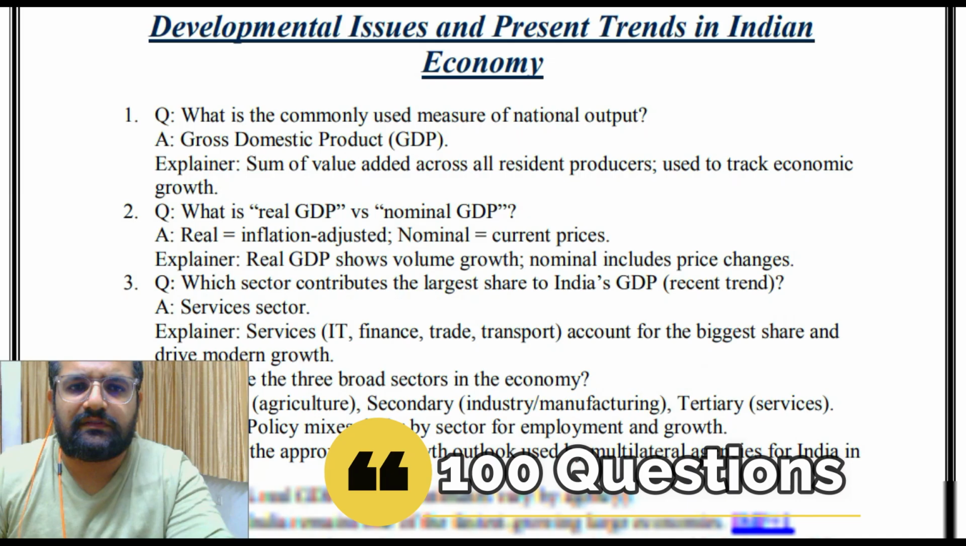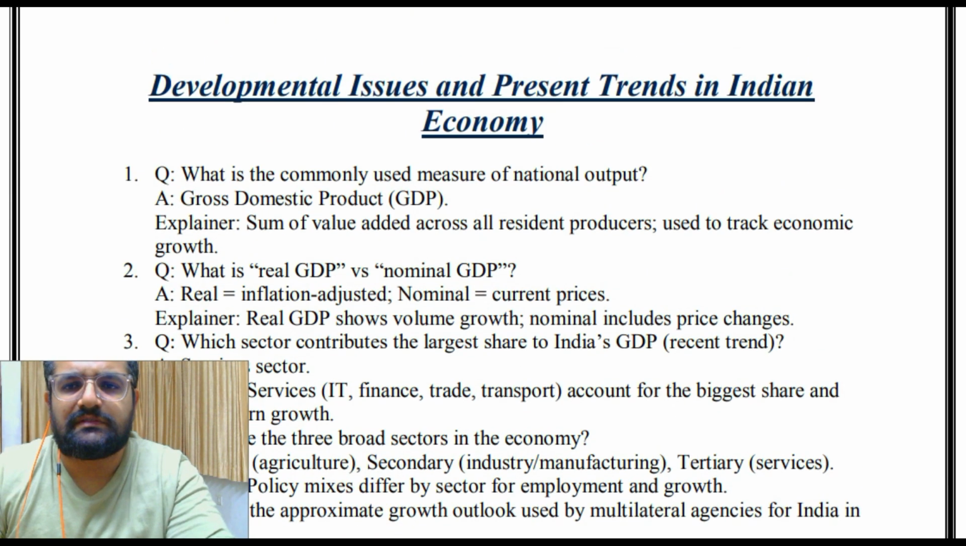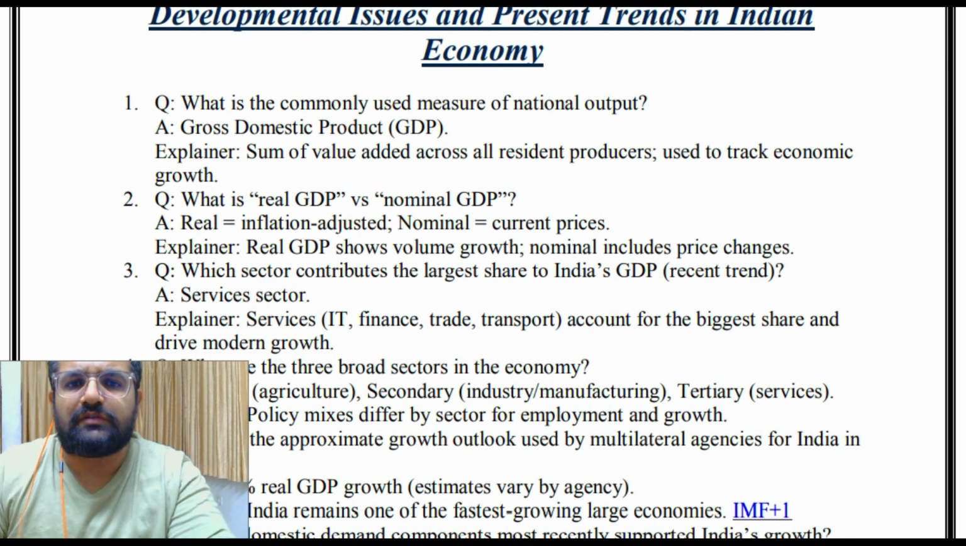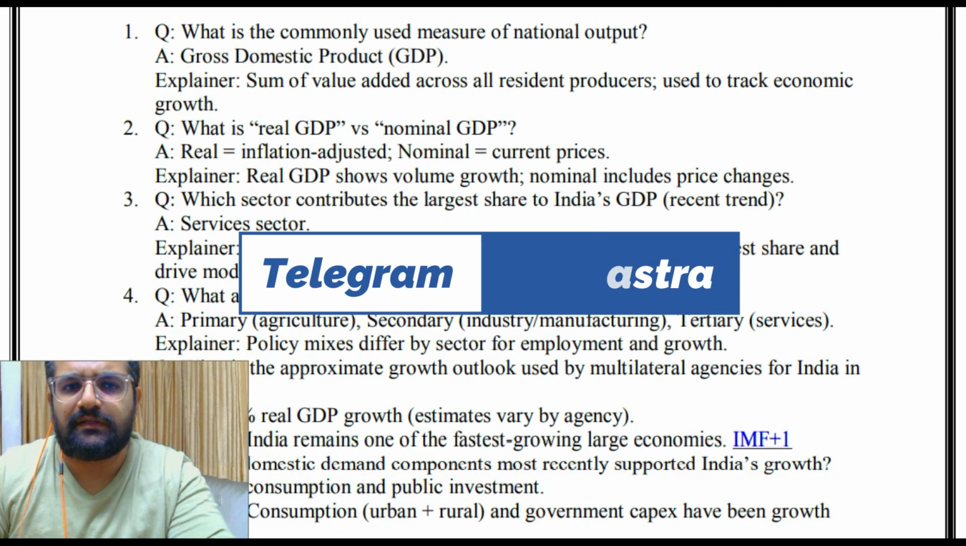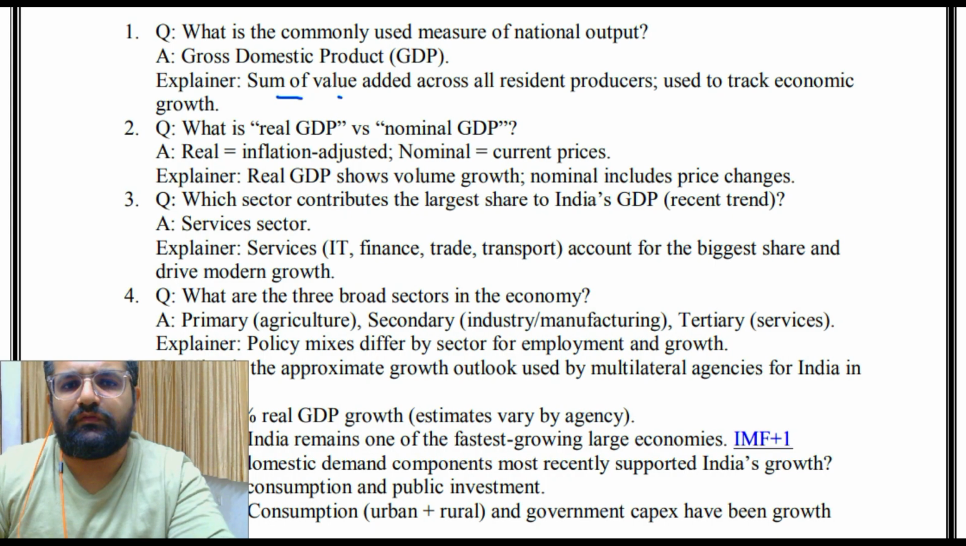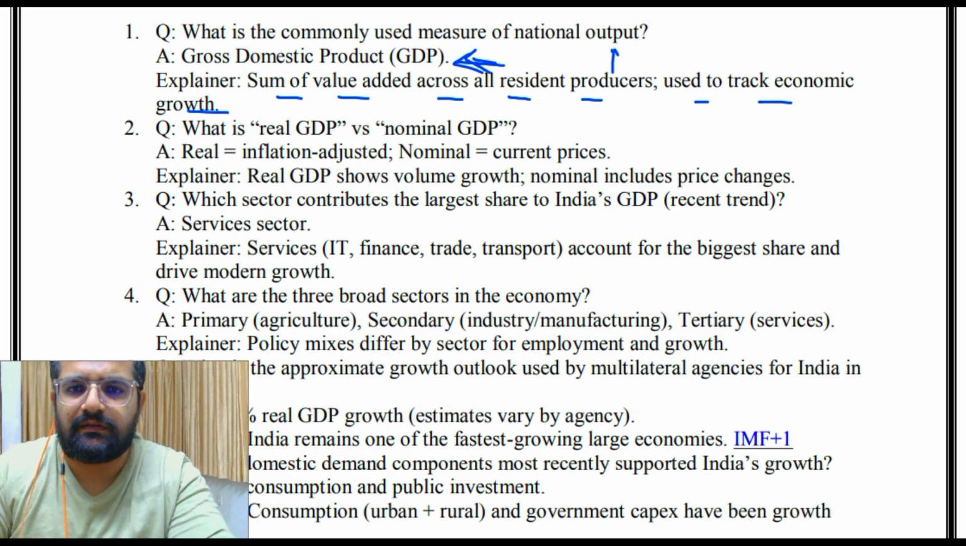So let's start with this developmental issue and present trend in Indian economy. What is the commonly used measure of national output? Gross domestic product, that is your GDP, sum of value added across all resident producers, used to track economic growth. आसान भाषा में, जो गुड्स एंड सर्विसेज प्रोड्यूस विद इन जो भी कोई कंट्री है वहाँ पे, एंड किसमें पर्टिकुलर टाइम पीरियड, जो कि हम लेते हैं 1 ईयर, ठीक है उसमें. So that is your gross domestic product.